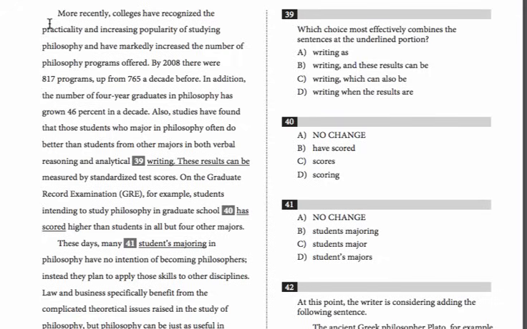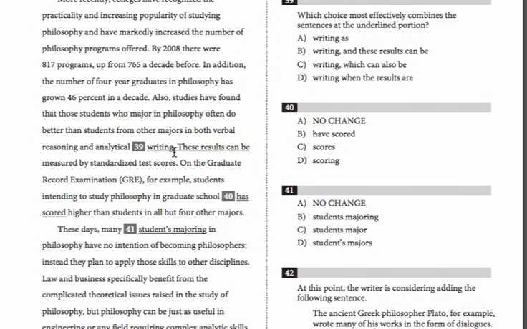More recently, colleges have recognized the practicality and increasing popularity of studying philosophy and have markedly increased the number of philosophy programs offered. Good news for philosophers. By 2008, there were 817 programs, up from 765 a decade before. In addition, the number of four-year graduates in philosophy has grown 46% in a decade. Also, studies have found that those students who major in philosophy often do better than students from other majors in both verbal reasoning and analytical writing. These results can be measured by standardized test scores. Cool. All right, philosophy is good, I guess.